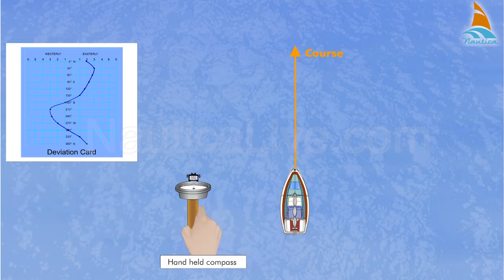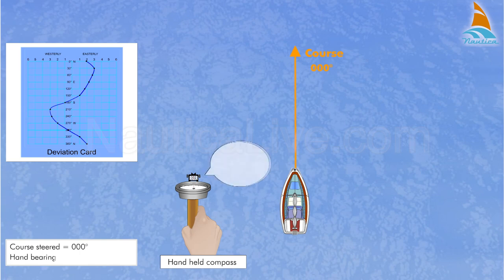Take a hand-bearing compass to sight along the center line of the boat and position yourself at the stern, clear of any possible interferences. Note down the course steered and the reading from the hand-bearing compass. In our case, the course steered is 0° and the reading from the hand-bearing compass is 002°.